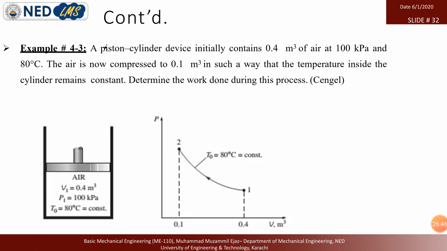Now we are going to solve the numericals of moving boundary work, that is example 4.3 from the book by Cengel. A piston cylinder device initially contains 0.4 meter cube of air at 100 kilopascal and 80 degrees centigrade. The air is now compressed to 0.1 meter cube in such a way that the temperature inside the cylinder remains constant. Determine the work done during the process.